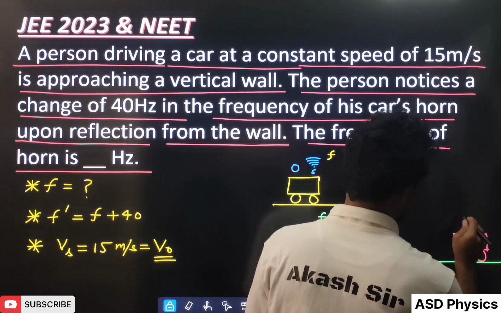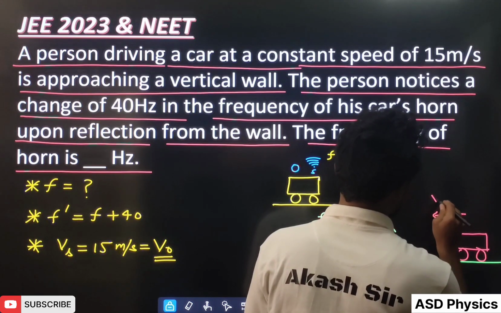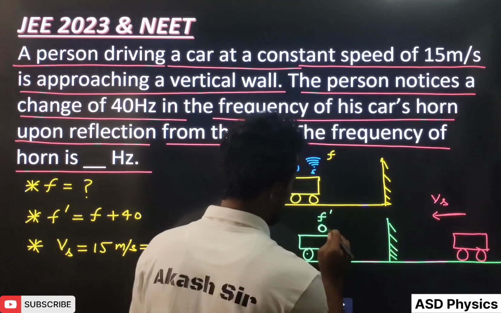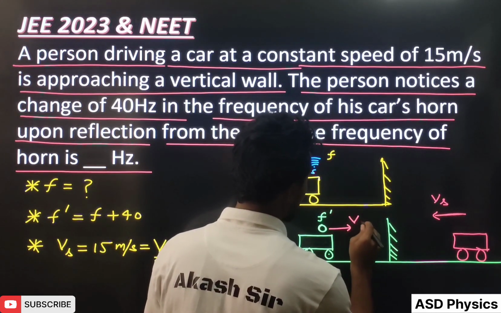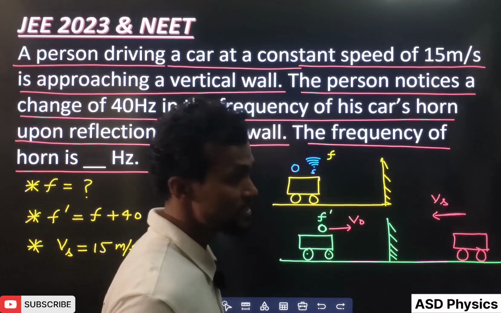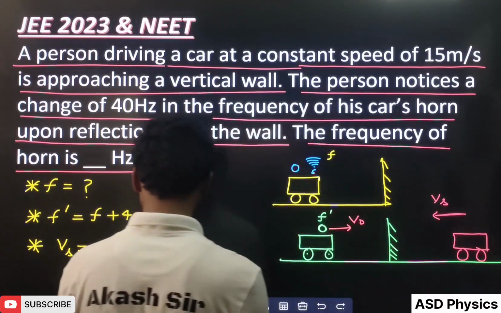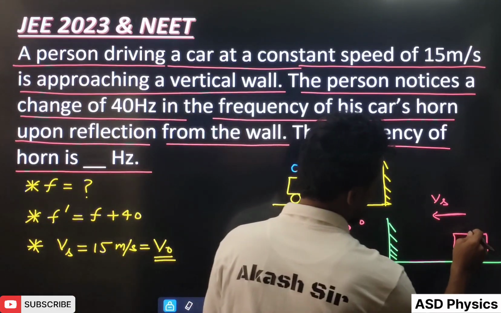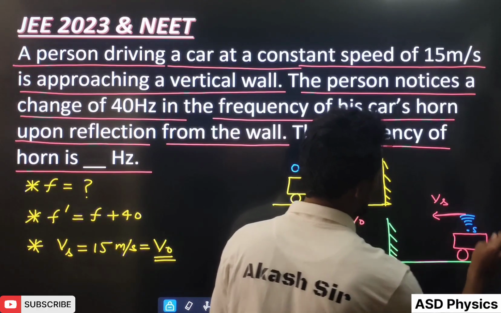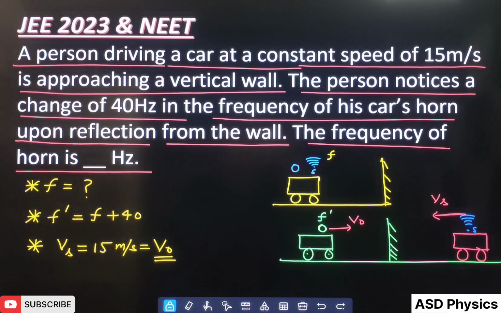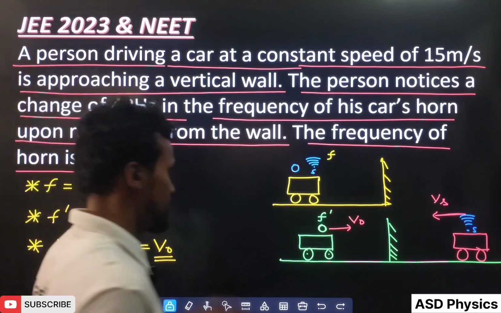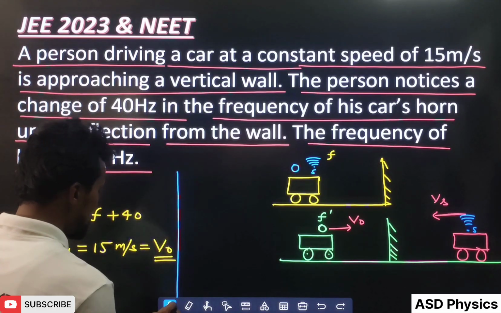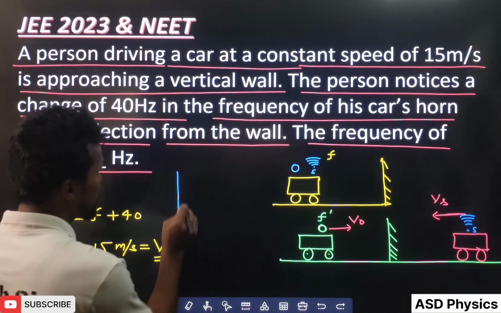Now this is the source, and this source is going in this direction with Vs. The observer is in this direction with V0. The source is coming this side with Vs, and some horn is there. Okay, just a shortcut. So you can see very well, we have just considered the vertical wall as a mirror, and like this we have done it.